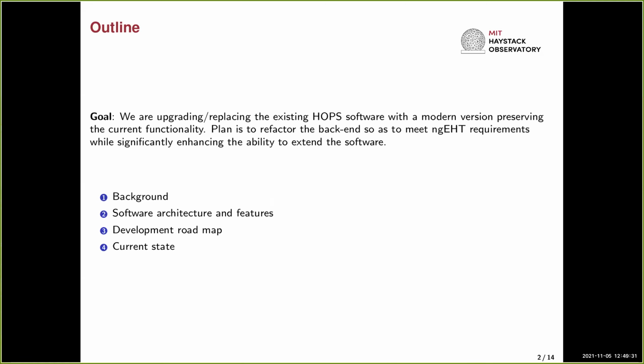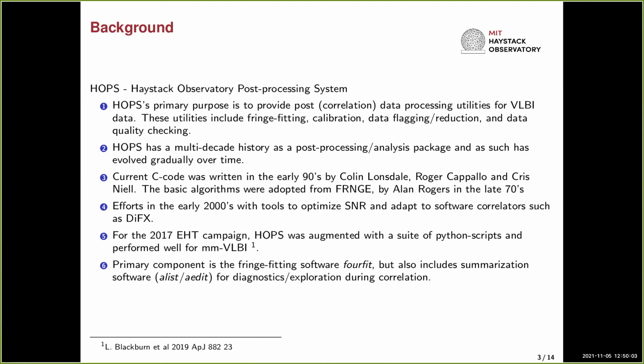So I just want to start off with the overall goal of our project, which is to upgrade and replace the existing HOPS software with a more modern version that preserves all the existing functionality, but refactors all the backend so that we can make it satisfy requirements for the ngEHT and enhance the ability to extend the software. I'll give you a brief background on HOPS, what the software architecture and features are, and the limitations of the existing software, fill you in on our development roadmap, and give you an update on the current state of the project. So HOPS, for those of you who don't know, is the Haystack Observatory post-processing system.